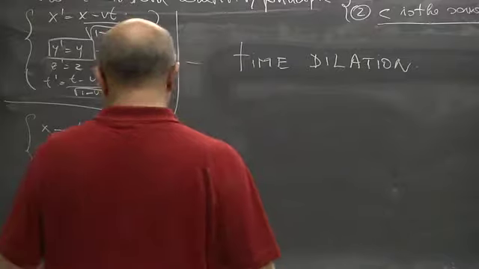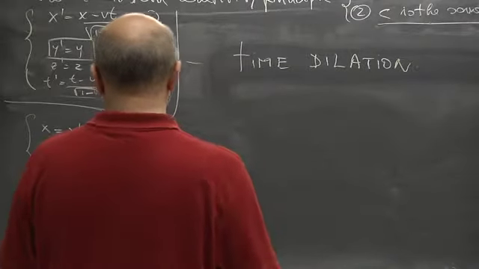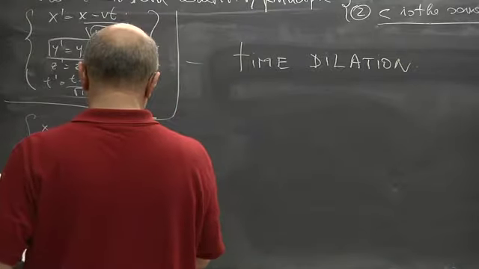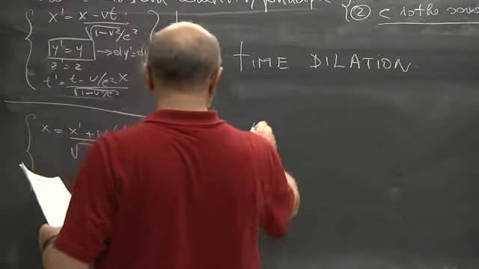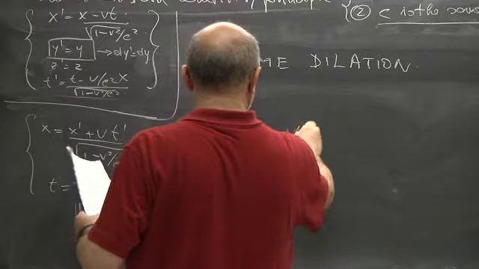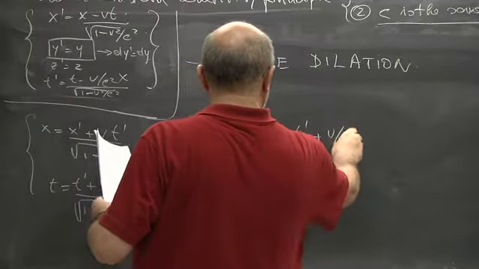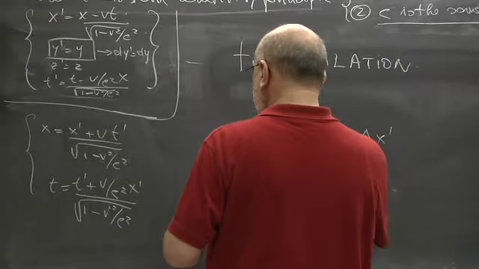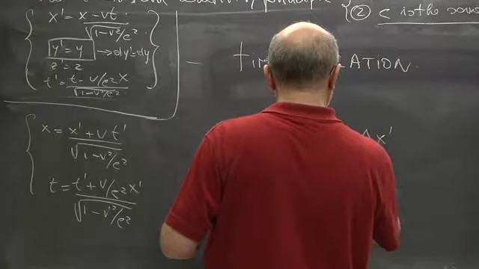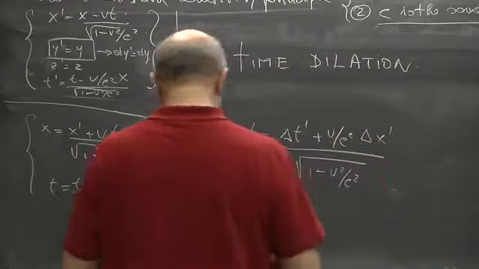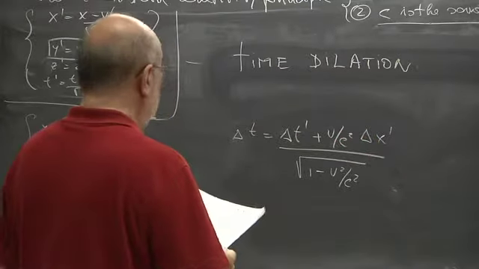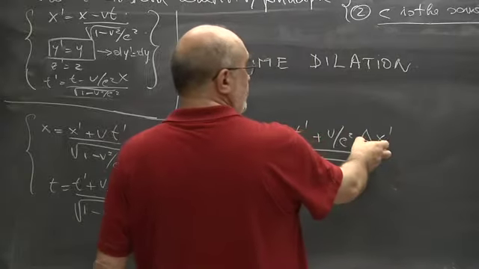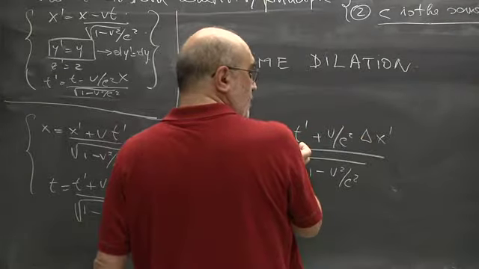Now, let's go back to this formula, the one that we had before. Let's take this one. We get delta t is equal to delta t prime plus v over c squared delta x prime, over the square root of 1 minus v square over c square. Now let's suppose two events. This is the distance in space of two events. This is the distance in time of two events.